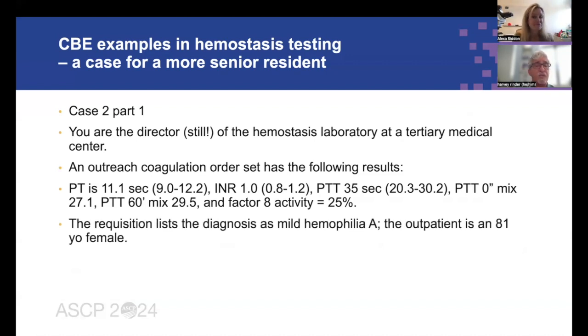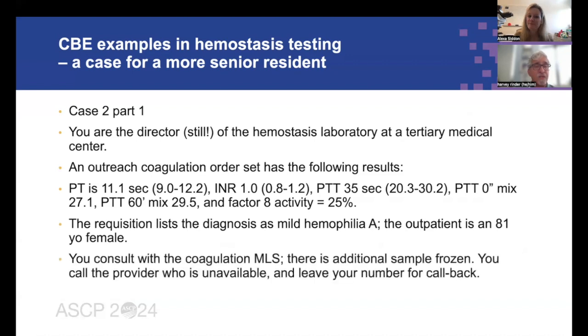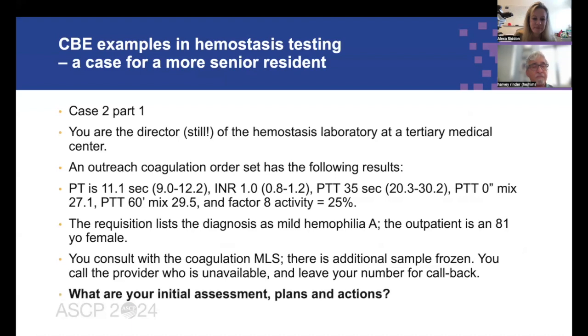The outpatient is an 81-year-old female. Let's get into it. You consult with the coagulation medical laboratory scientists. There is an additional sample frozen. You call the provider who ordered the testing, but they are unavailable. But you leave your number for callback. What are your initial assessment plans and actions?